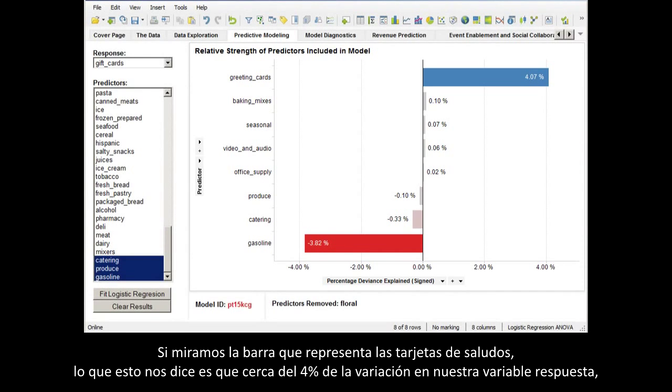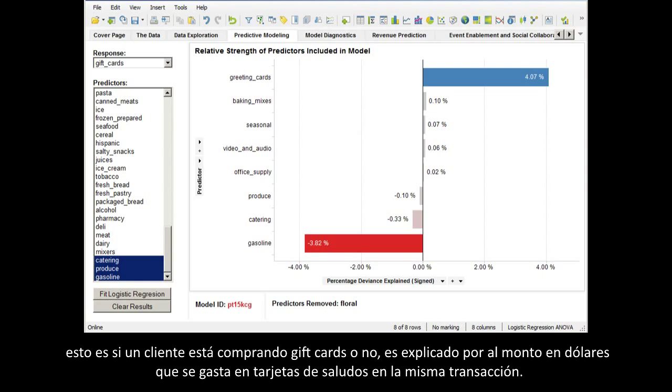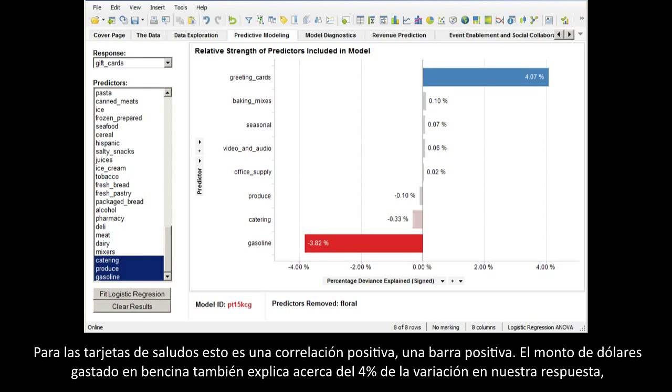If we look at the bar representing greeting cards, what this tells us is about 4% of the variation in our response variable, that is, whether or not customers are buying gift cards, is explained by the dollar amount that is spent on greeting cards in the same transaction. For greeting cards, that's a positive correlation, so you see a positive bar.